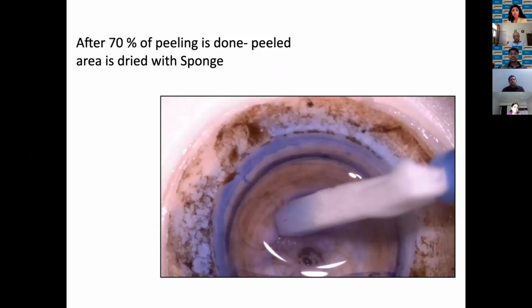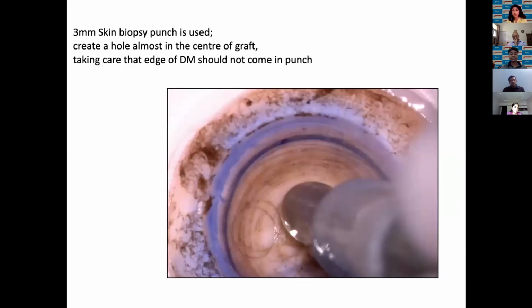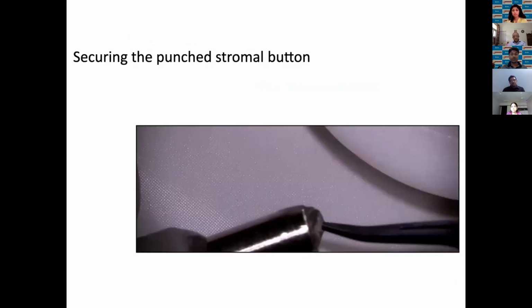So this is the DM where 70% peeling is already done. This fluid is absorbed by using a Merocel sponge. Take a 3 millimeter skin biopsy punch and punch this stroma, make a hole in this stroma. Ensure that the stromal button is not lost. It is very important. You have to find it and keep it where it was.